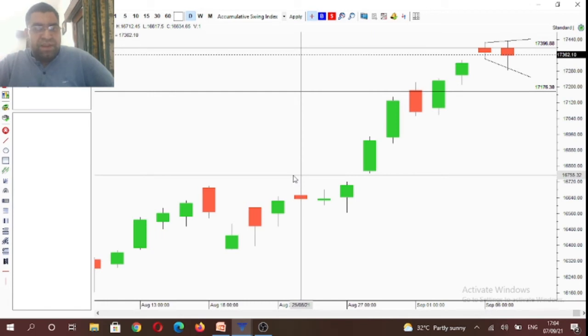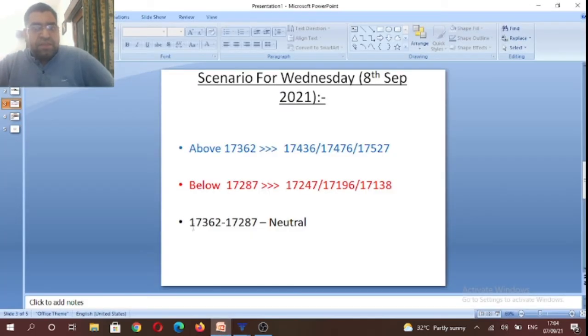So we have to be prepared for multiple scenarios tomorrow. Above 17,362 levels, we can trade towards 17,436 levels, 17,476 and potentially 17,527 levels. And below 17,287, which is today's lows, we can potentially trade towards 17,138 level. And the neutral price range for tomorrow is 17,362 to 17,287, in which one can refrain from making any trades on the index.